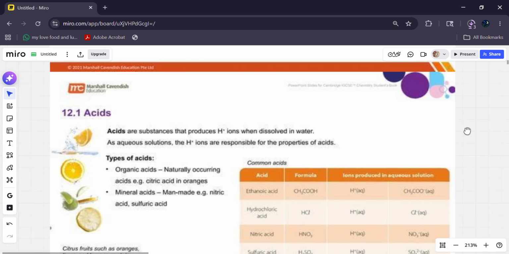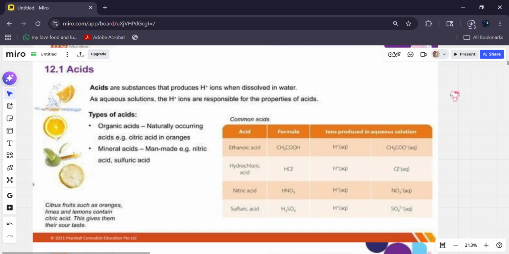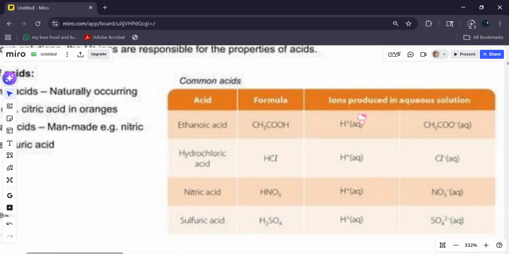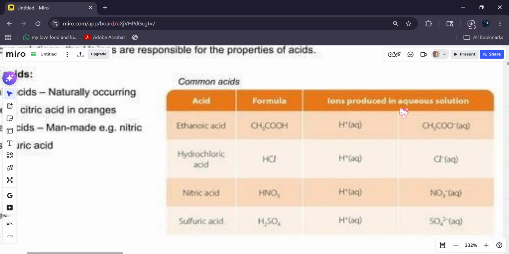Now in this table, here are a bunch of common acids such as ethanoic acid, hydrochloric acid, nitric acid, and sulfuric acid. These are the most common acids that are always shown in your IGCSE chemistry paper, and you will see questions based on them coming up in your IGCSE paper. What you should notice is that all of them are aqueous and they have the H+ ion, which is what they produce when mixed with water. They have their own formulas which you should memorize. You can pause this video and write them down in your notes, or you can memorize them.